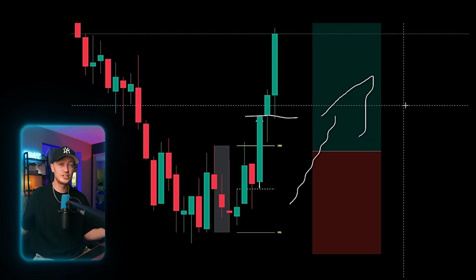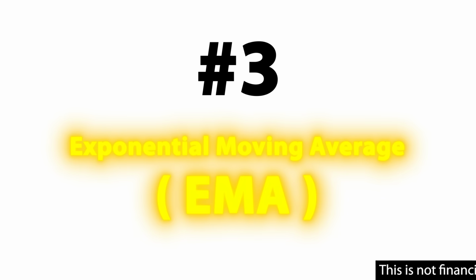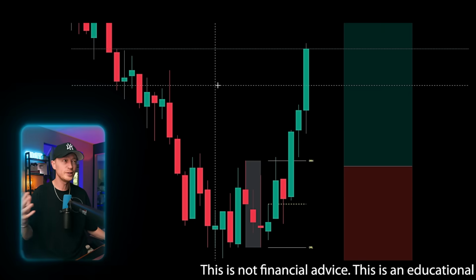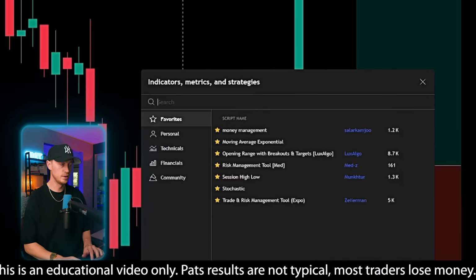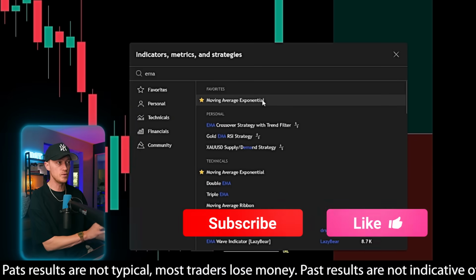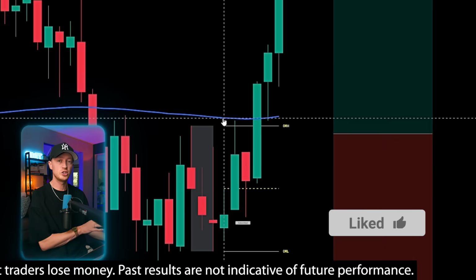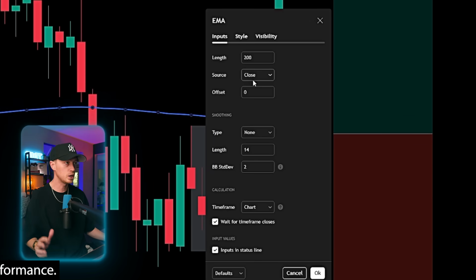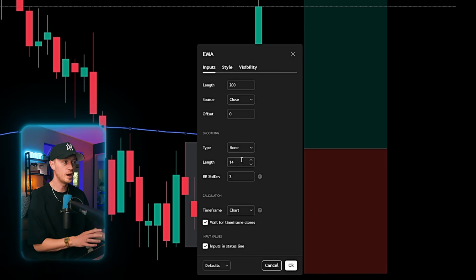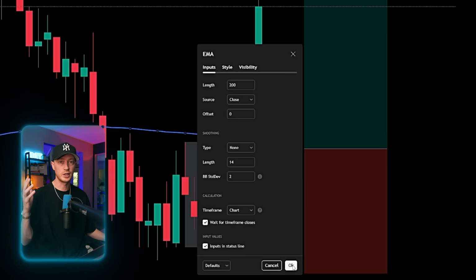Now let's move to the next tool, indicator number 3, exponential moving average. Now let's continue with this exact same chart, come up to indicators right here and type EMA. You want the moving average exponential. I want you to simply double click on that right there, and you could copy my settings right here. 200, close, 0, none, 14, 2, and click OK.